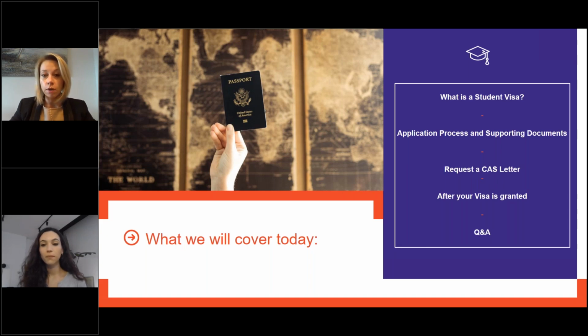We will also have a closer look on the step-by-step process of the application, when to apply, how to apply, how much to pay, what documents to prepare for your visa application, and we will talk separately about the issuance of a CAS letter. So CAS letter, this is the document which is mandatory for students to have in order to apply for a student visa, and this document is provided by ESCP, so by us.